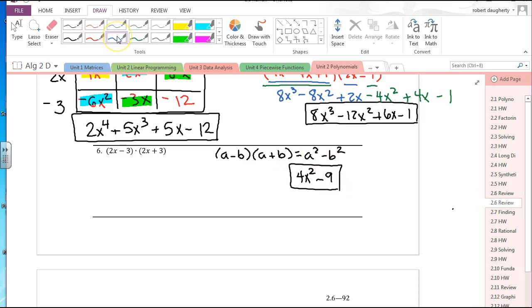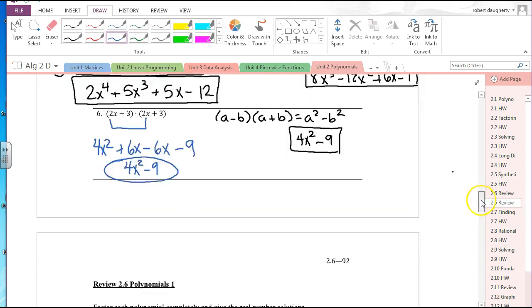If I did not recognize that, I can just FOIL this. So the first two terms, that's x squared. The outside terms, so plus 6x. The inside terms, minus 6x minus 9, so 4x squared minus 9. Either way, you get that same final answer.